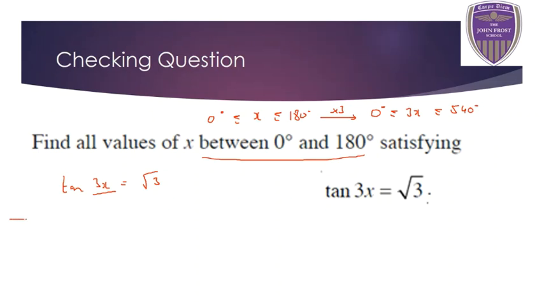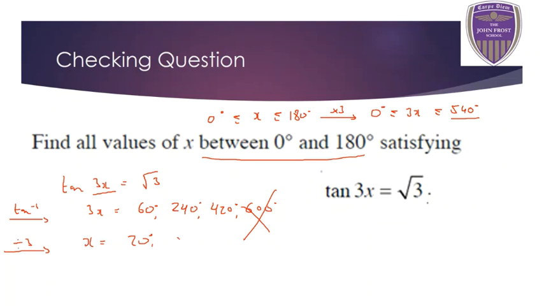Take the inverse tan. Luckily, the inverse tan of root 3 is famous. I know it's 60. Remember, tan repeats every 180 degrees. So add 180 degrees, you get 240. And again is 420. Again, you're going to get 600, but that is outside the range. So that's gone. To finish it off now, let's just divide by 3. And you're going to get 20, 80, and 140 degrees. And that is it. Easy as pie.